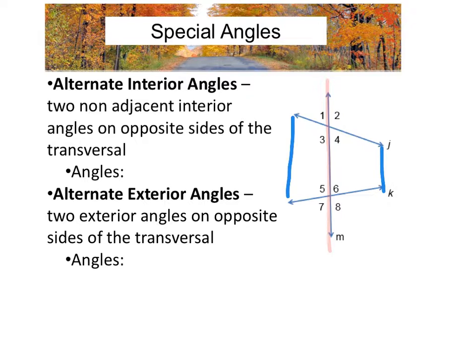So the ones that would be alternate interior could be 3 and 6. Those are alternate interior. And then the other pair of alternate interior would be 4 and 5.